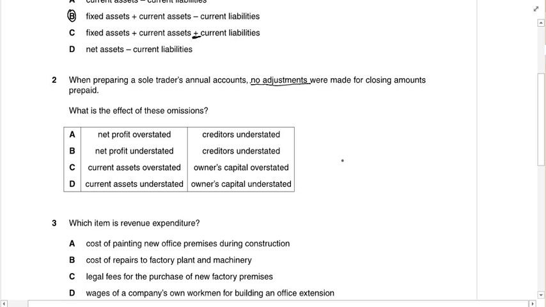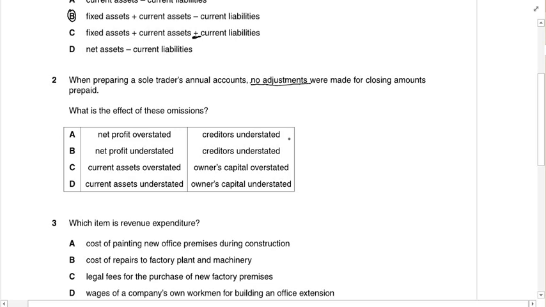But also, if no adjustment is made, the figure is not reflected in current assets. If it is not reflected in current assets, the current assets will be understated, and the eventual owner's capital, calculated as assets minus liabilities, will also be understated. So we look at the alternatives. Net profit overstated, creditors understated, right? That's wrong. Net profit will be understated. Then there is no relationship with creditors. So we cannot take alternative A.